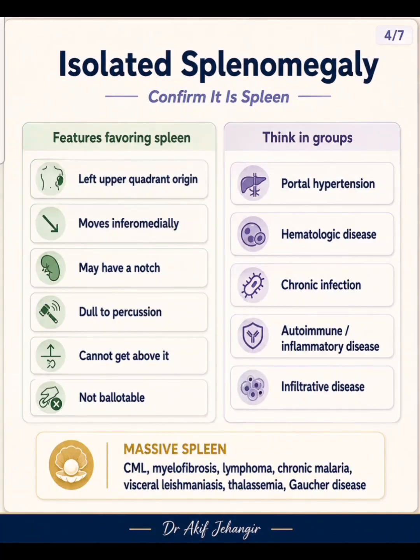If you find isolated splenomegaly, first confirm that it is truly the spleen. The spleen arises from the left upper quadrant, moves inferomedially, may have a notch, is dull to percussion, you cannot get above it, and it is usually not palpable. Then think in groups: portal hypertension, hematologic disease, chronic infection, autoimmune or inflammatory disease, and infiltrative disease. Massive splenomegaly has a focused differential: chronic myeloid leukemia, myelofibrosis, lymphoma, chronic malaria, visceral leishmaniasis, thalassemia, and Gaucher disease.